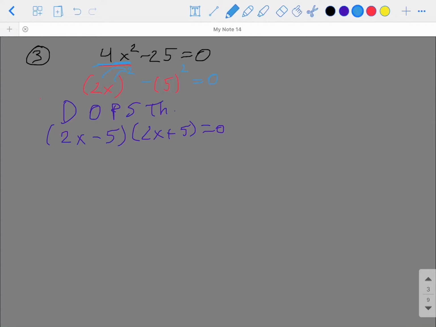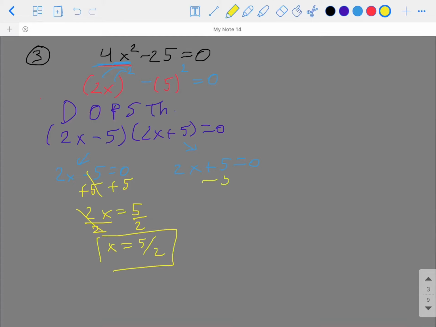From here, it's splitting up the parentheses to give you 2x minus 5 is equal to 0 and 2x plus 5 is equal to 0. Simple algebra, I'm going to add 5 to both sides. 2x is equal to 5, and I'm going to divide by 2 on both sides. x is equal to 5 halves. Subtract 5 from both sides. 2x is equal to negative 5. I'm going to divide by 2 on both sides. And this reads x equals negative 5 halves.